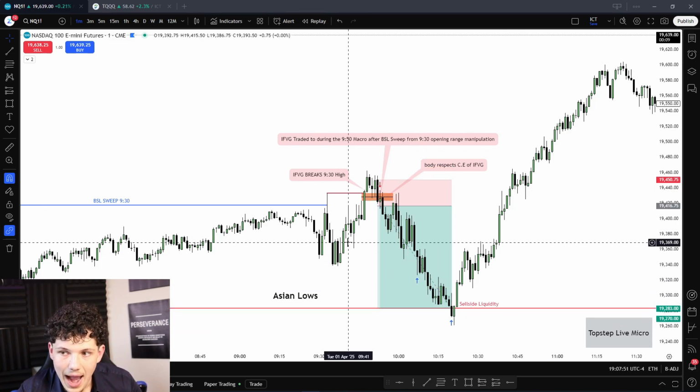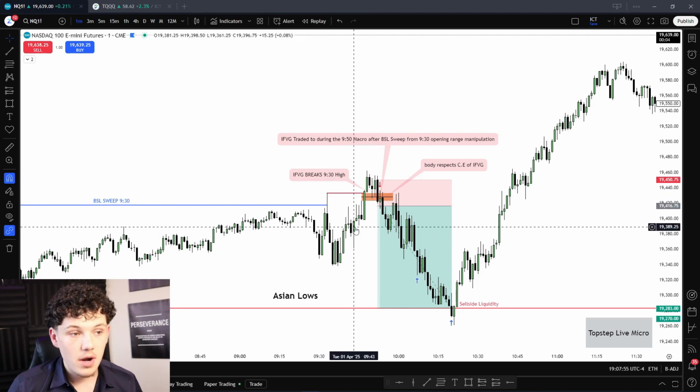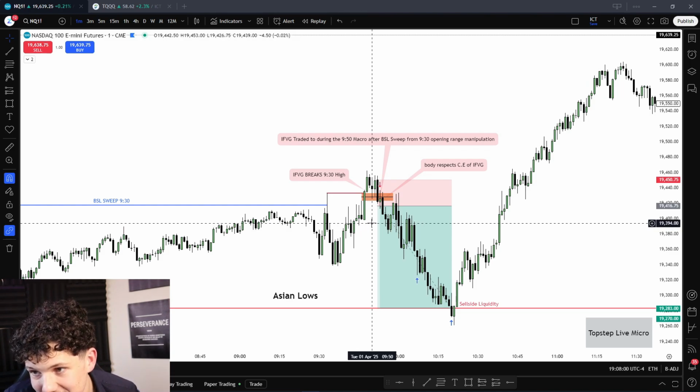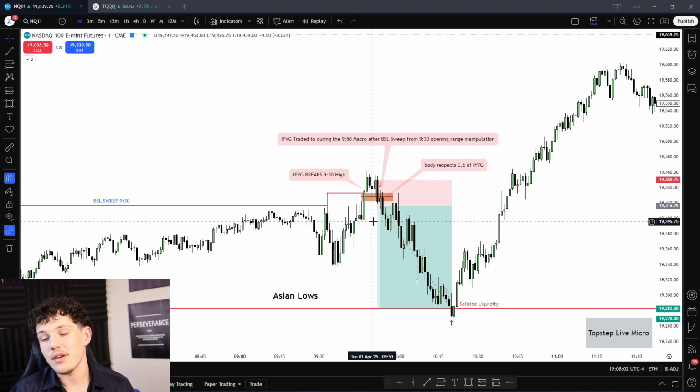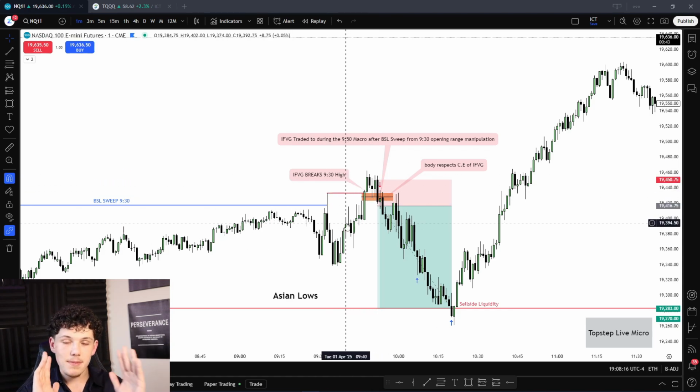Now, how did I not fall for this entry? Because I talk about consequent encroachment being respected at 950, and look at what time we traded into, exactly at 950. And a lot of people that don't really understand my concepts that well took this trade. Now, again, this is why narrative is more important than the macro itself. It's not just the macros that help make traders win, because what we didn't manipulate lower. It's the manipulation that you need for the macro trade to work.